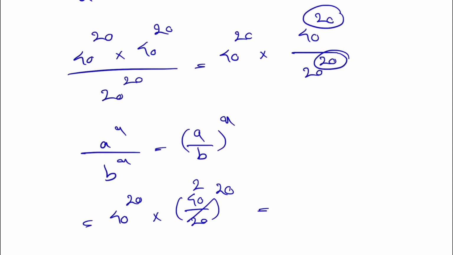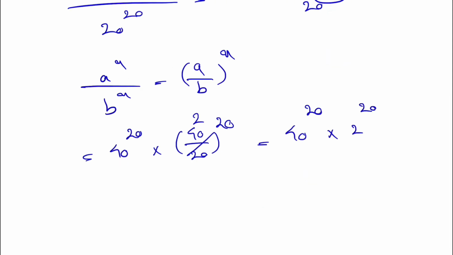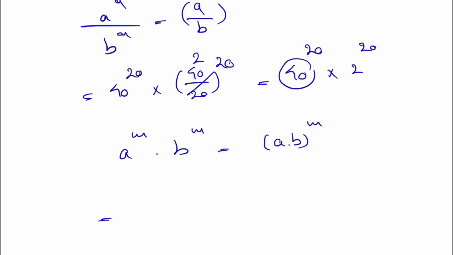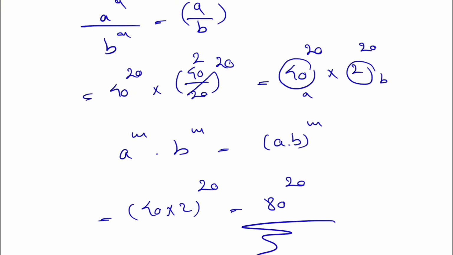So what we have at the end is 40 to the power of 20 times 2 to the power of 20. Now we have these two exponents that have different bases but the same exponent. So if we have a to the power of m times b to the power of m, this will be equal to a times b to the power of m, and here this will be our a and 2 would be our b, and since we have the same exponent, we have 40 times 2 to the power of 20, or we will have 80 to the power of 20. And this would be the final answer for this question.